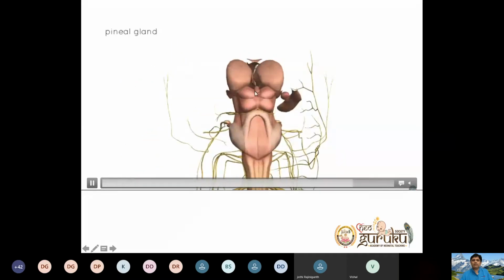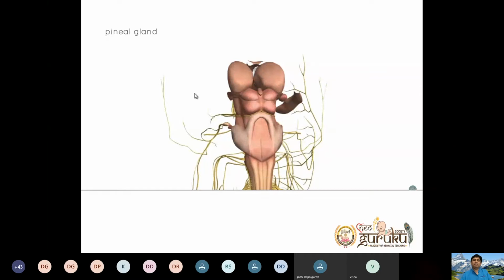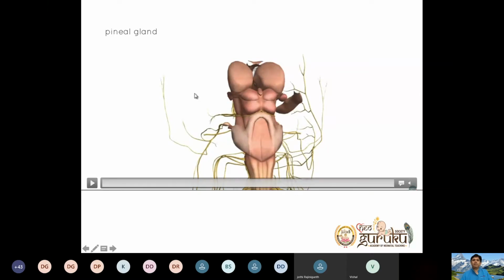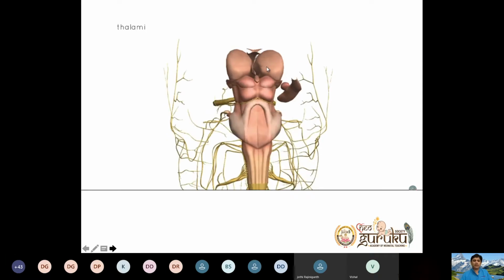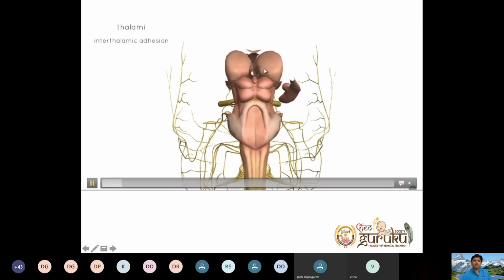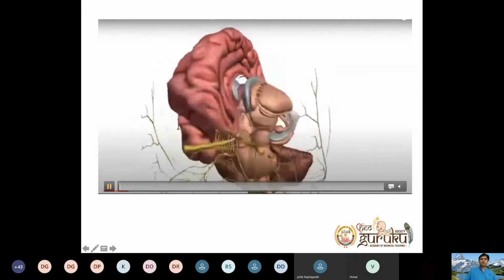Then interthalamic adhesion. This is your pineal gland. And these four bubbles, what you're seeing, is your colliculus, which forms the roof of the midbrain. So it sits on the tectum of the brain. Tectum is the roof of the midbrain where the colliculus sit. Clear? I'm sure you got an idea about how it looks. So you can see the interthalamic adhesion. Yeah. So we now will reconstruct with the cerebral hemisphere.